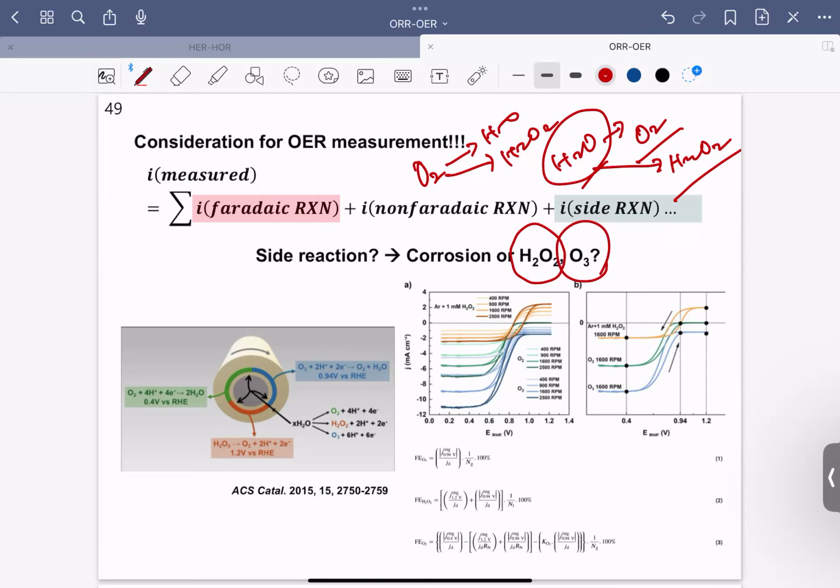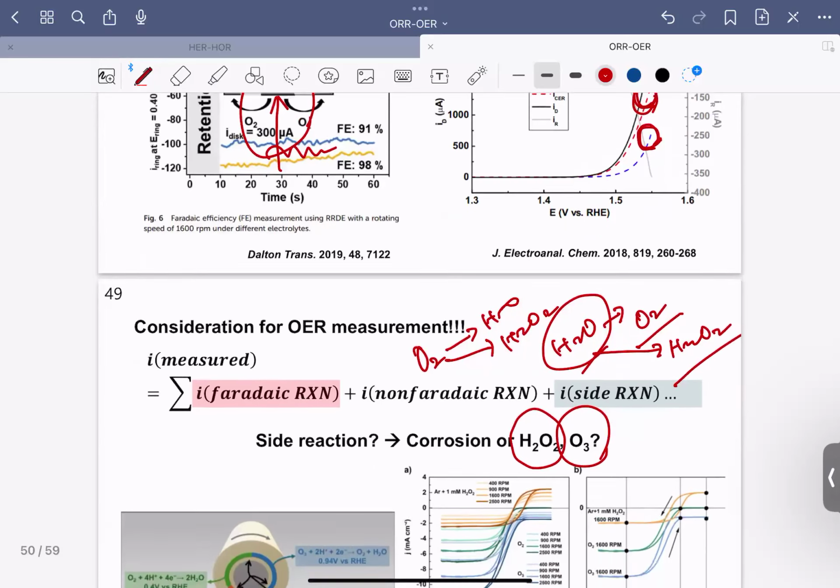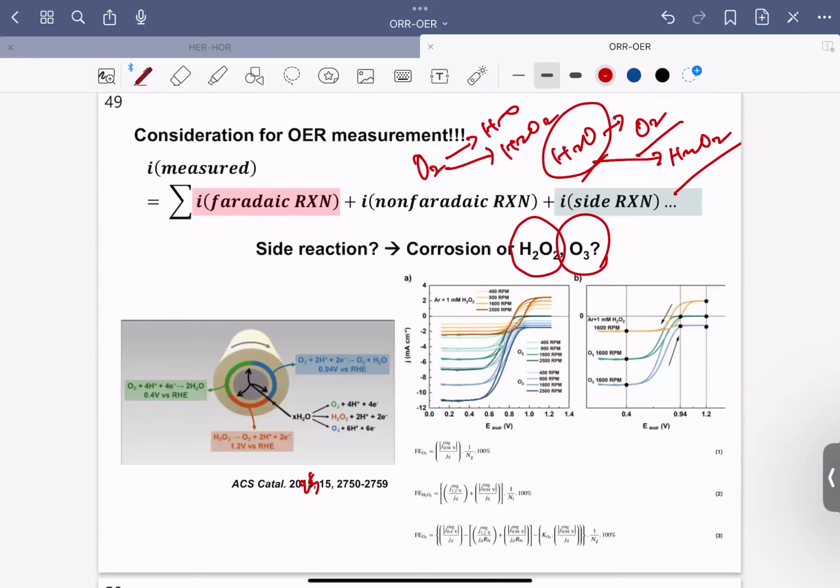So I'm sorry, this is 2025, not the previous one. So it is not 2015. I'm really sorry, this is a very recent 2025 paper.